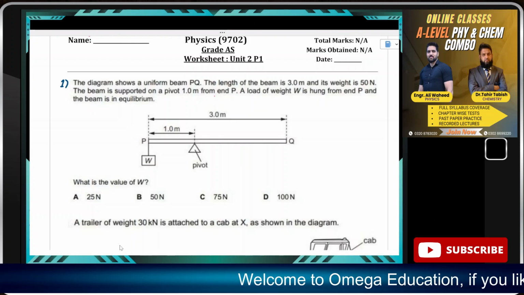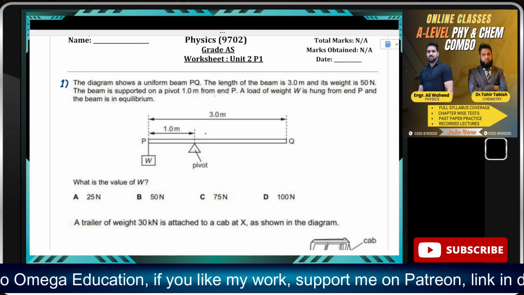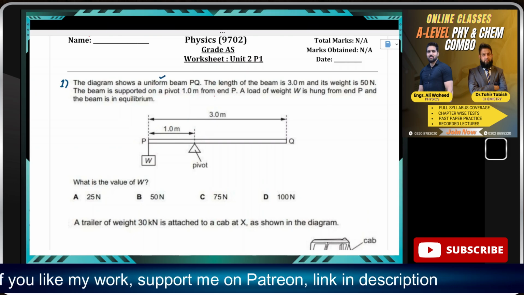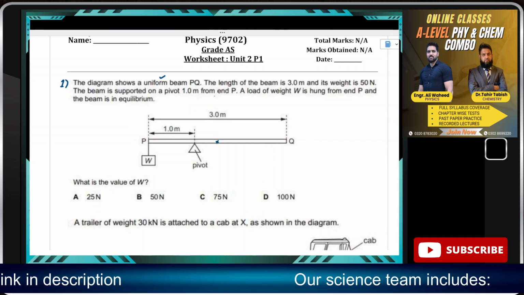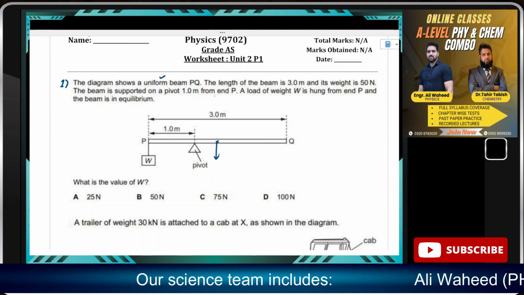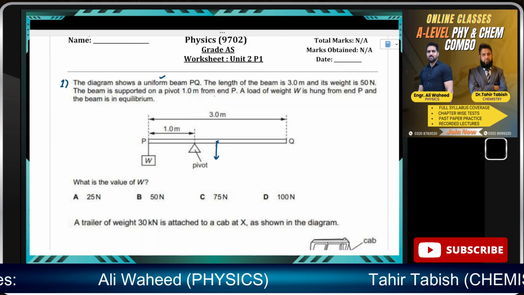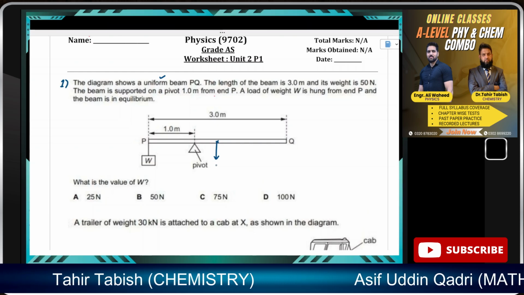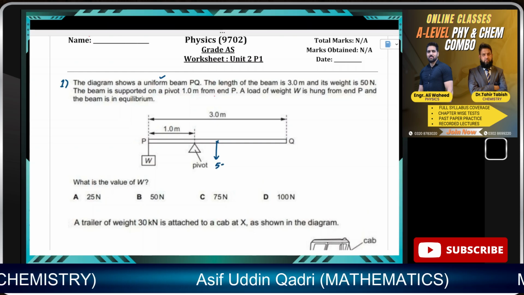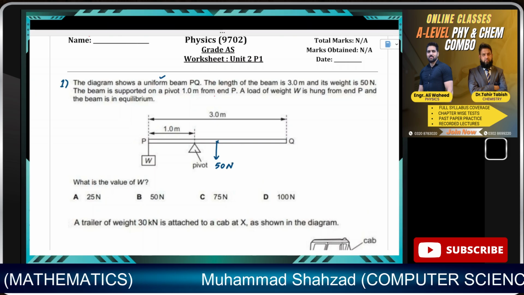So the plank or the beam should also have some weight. And since it's a uniform beam, the weight of the beam would be exactly in the middle, which is at the 1.5 meter mark. And the weight of the beam is 50 newtons. That's the weight of the beam.